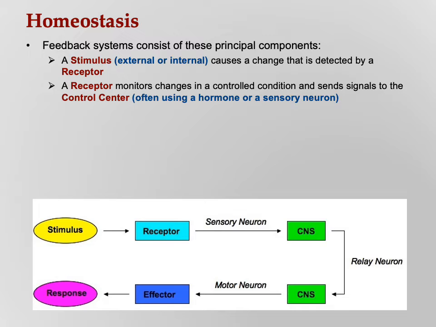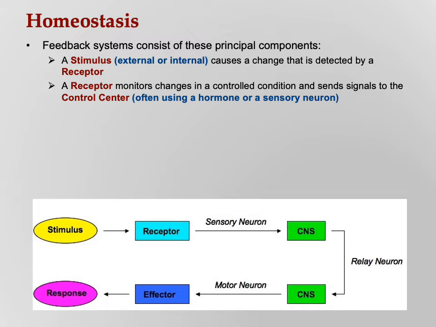So once again, you have a stimulus. It could be from outside or inside the body. You detect something, the stimulus, with the receptor. The receptor then sends a signal using a hormone or a nerve impulse to the control center. So if things are okay, if the temperature is fine, then the control center says it's fine. Everything is copacetic. We don't need to do anything.